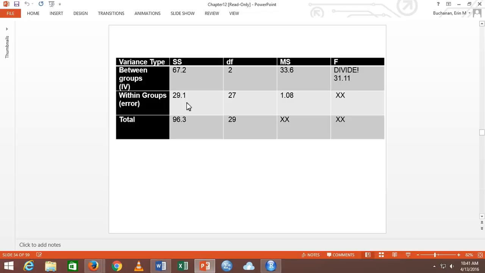And so F, the ratio, is the ratio of between groups variance to within groups variance, so we divide these two. The first time you divide this way, and then you divide down. Why did I stick F here? I don't know.